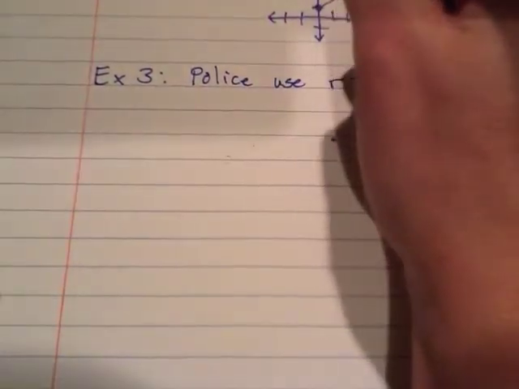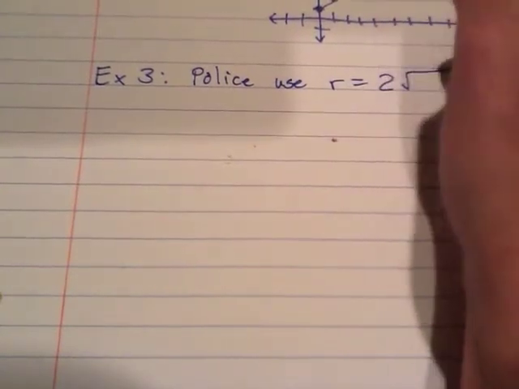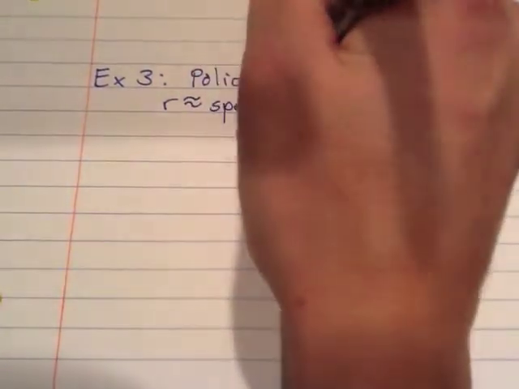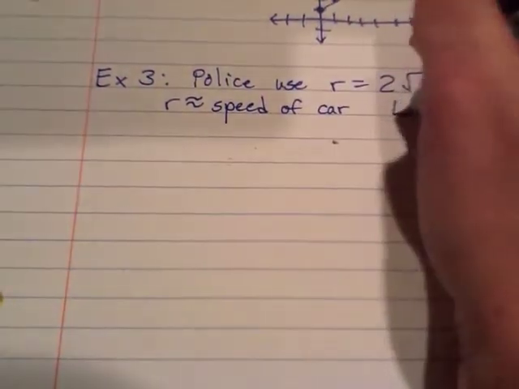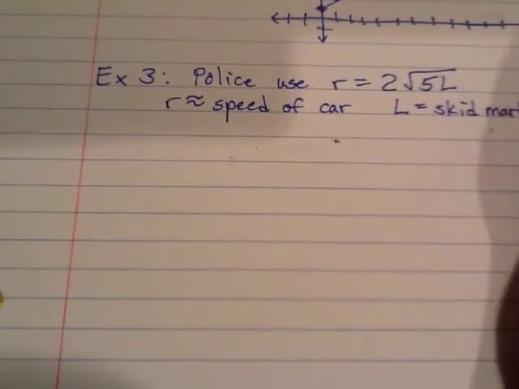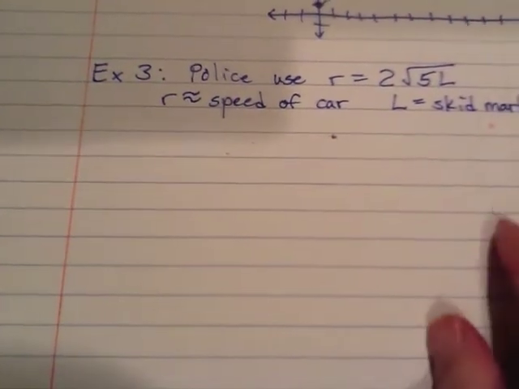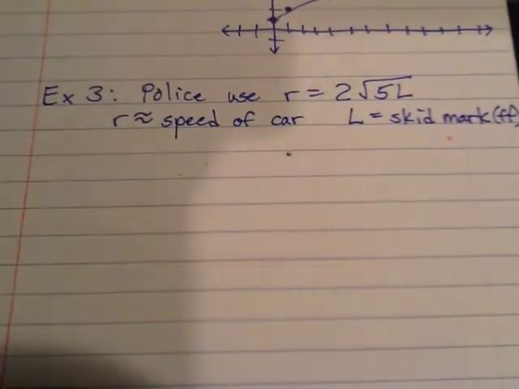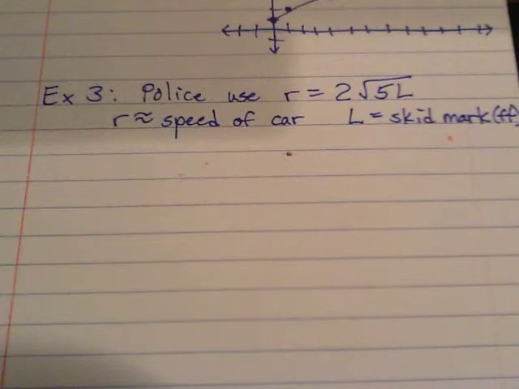So that formula the police use is R equals 2 times the square root of 5L, where R is approximately the speed of the car, and L is the skid marks in feet. Okay, so police will use this when they're investigating an accident to find out if someone was speeding, or try to figure out what happened in the accident.